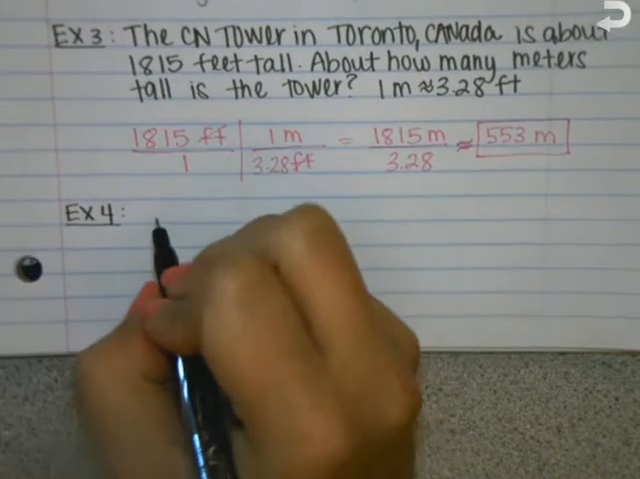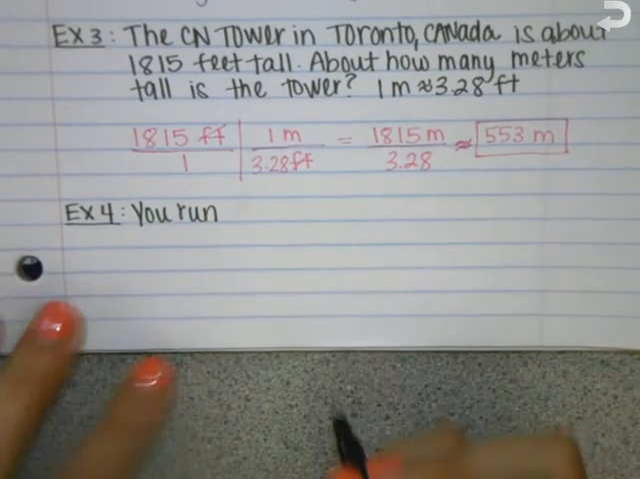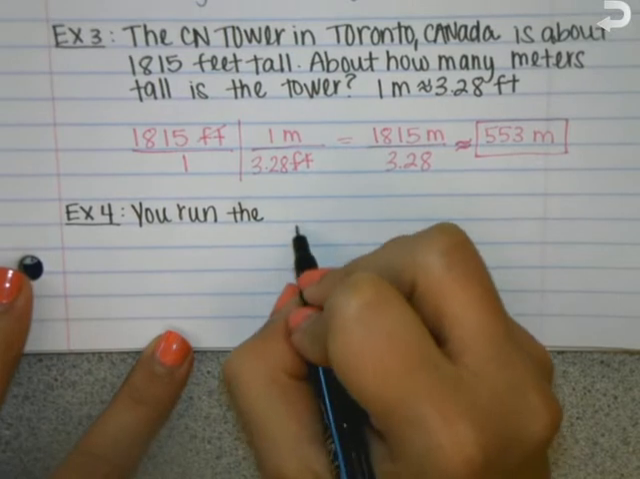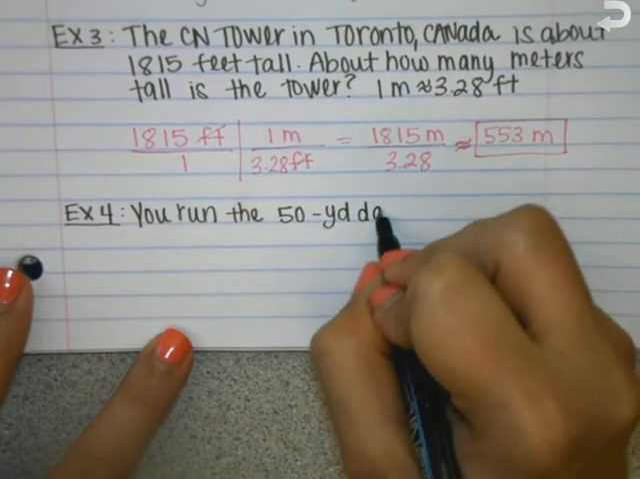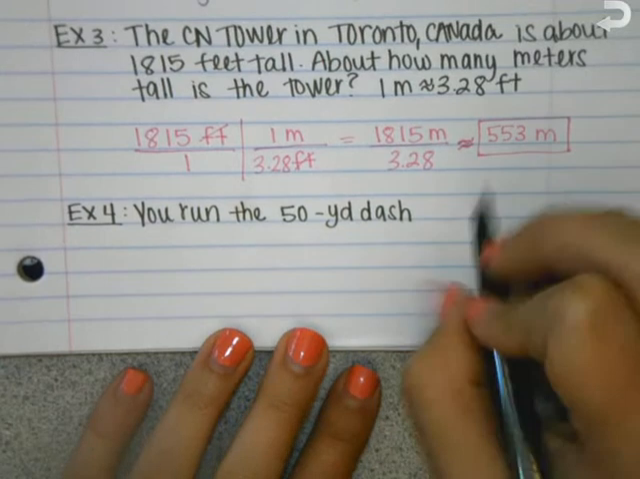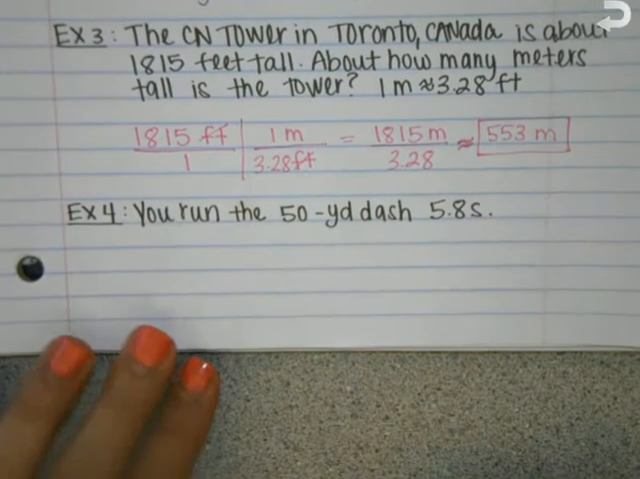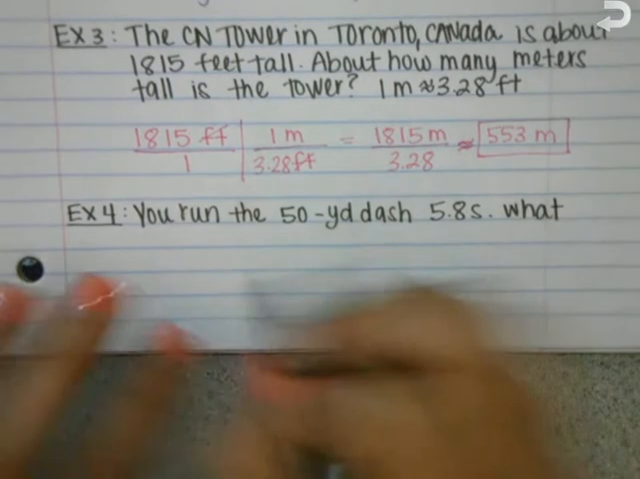You run. That's funny. You can run the 50-yard dash. Yep, the 50-yard dash in 5.8 seconds. What speed is that in miles per hour? Oh.